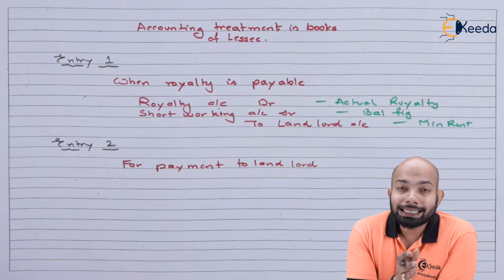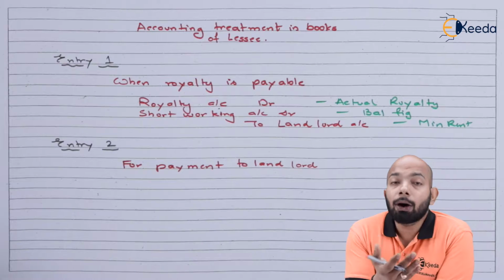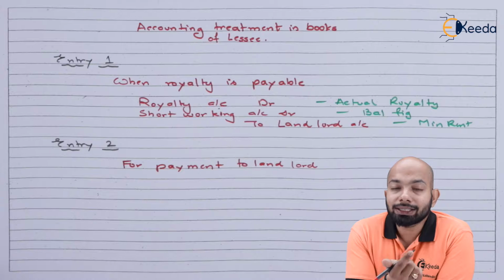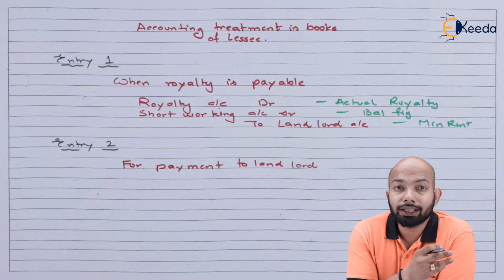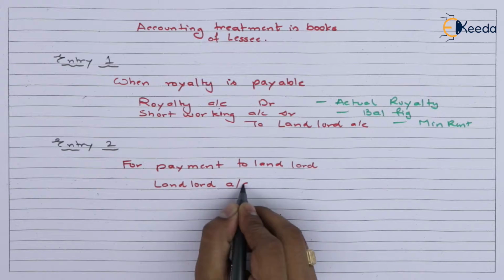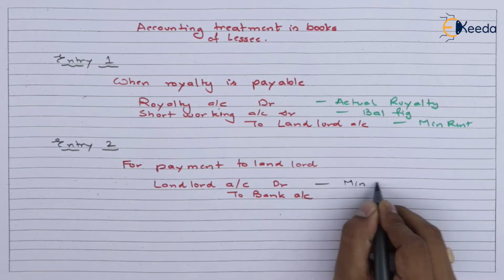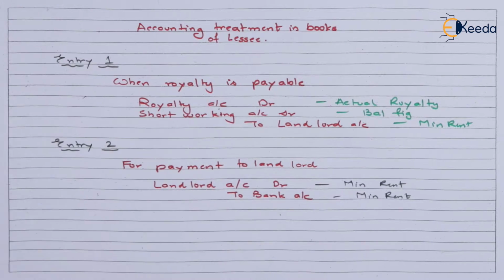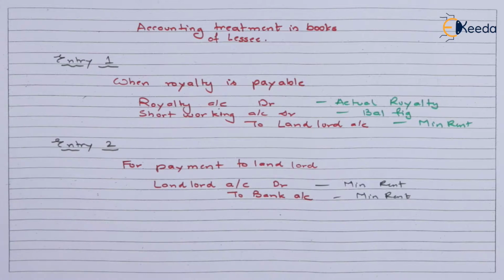The first entry that we passed was the due entry. Now this amount is supposed to be paid, rather, it is paid right now in this entry. The name of the entry here is payment to landlord. So let's pass that entry now. The entry that we have passed here is landlord account debit to bank account. The amount corresponding there will be the minimum rent only. Minimum rent itself is the amount that will be passed. After this, we'll be passing the entry for transferring the royalty.